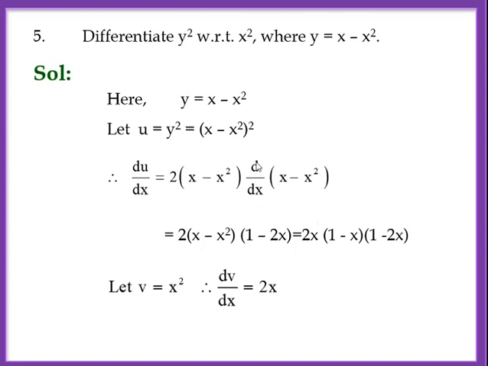Now the next one, differentiate y square with respect to x square, and y is given to be x minus x square. Now y is x minus x square, so what is y square? Let y square be u, so it is the square of x minus x square. What is du/dx? Derivative of u square is 2u into the derivative of x minus x square, which is 1 minus 2x. Now I can take x common from these two terms to get 2x into (1 minus x) into (1 minus 2x). Let v be x square. So what is dv/dx? It is nothing but 2x.